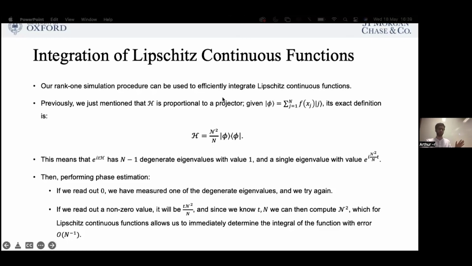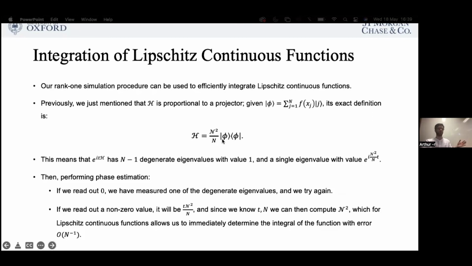Basically, the way it works is that you have a projector that's proportional to a projector onto the state you want to prepare. Precisely, it's defined as this, where phi is your unnormalized quantum state that you want to prepare. And the eigenvalue of this projector onto the state psi, which would be the normalized equivalent, is simply equal to the square. Actually, I think this phi here should be a psi. But anyway, the eigenvalue that you care about is equal to the normalization factor squared divided by n, and all other eigenvalues are 0.